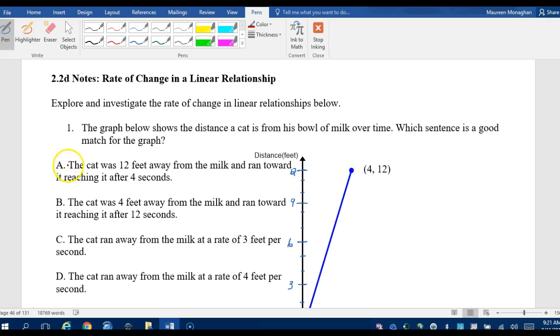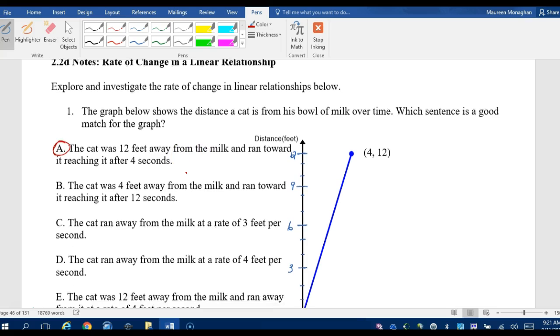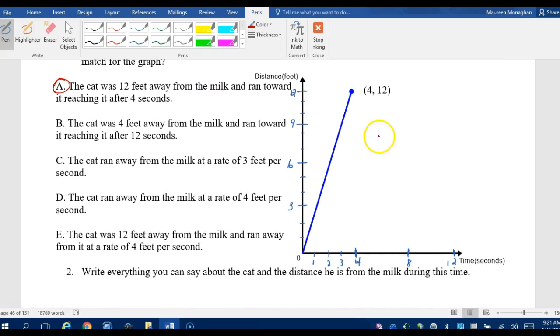So what I'm going to do is read each sentence and then draw the line that I think would correspond to that. The cat was 12 feet away from the milk and ran toward it, reaching it after 4 seconds. Okay, so let's take a look at that. He's 12 feet away, so this is his starting point. Starting point is 12. And ran toward it, reaching it after 4 seconds. So he's going to be 0 distance away after 4 seconds. So this line would look like this, because after 4 seconds he's going to be at the milk.